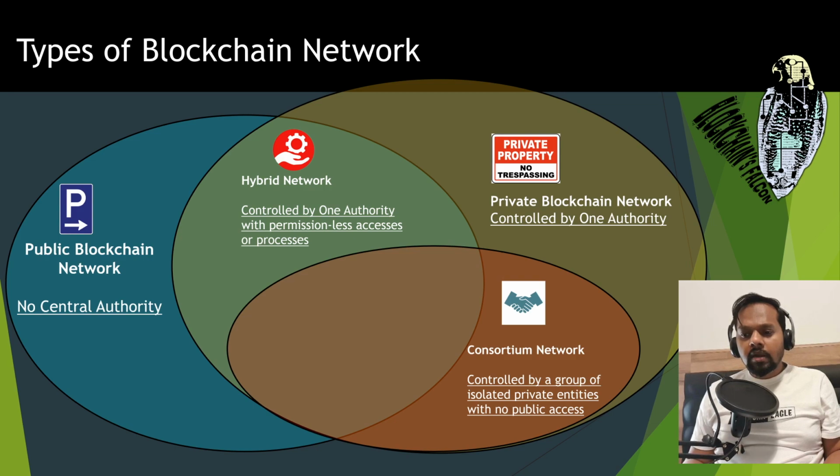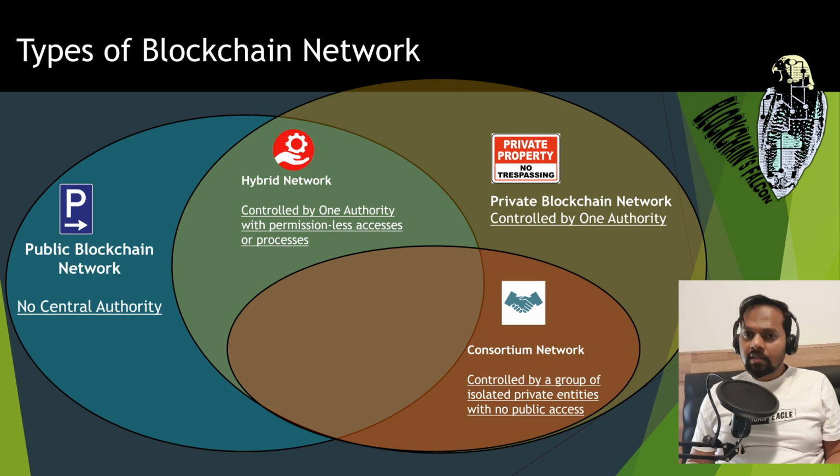Now there is another network which we call the consortium network, which is a permission-based network, which means that different private entities work together and create a consortium, like a group of these entities. They create this network, and only this group of entities can access the data between each other. That way, whatever data they are exchanging between each other will remain within them. There is no public accessibility.